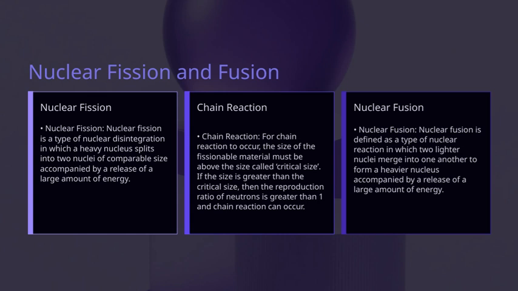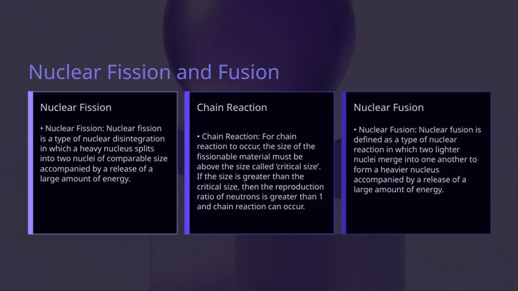Now, moving on to chain reactions. For a chain reaction to happen in nuclear fission, the material needs to be above a certain size known as the critical size. If it's smaller, the neutrons escape and the reaction stops. But when the material is larger than this critical size, the neutrons produced in one reaction cause more nuclei to split, creating a self-sustaining process. This is key to how nuclear reactors and weapons work.